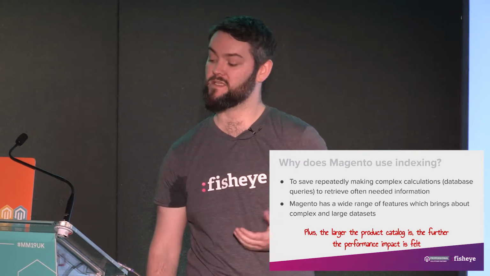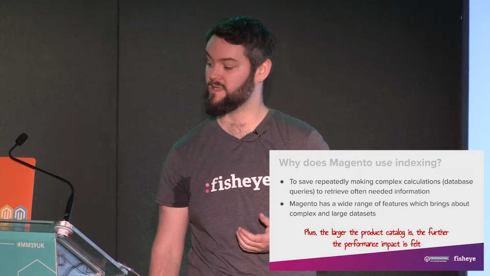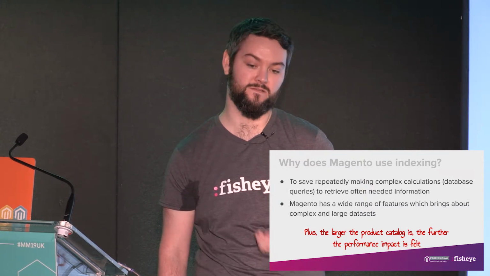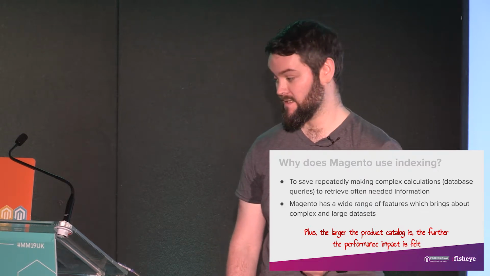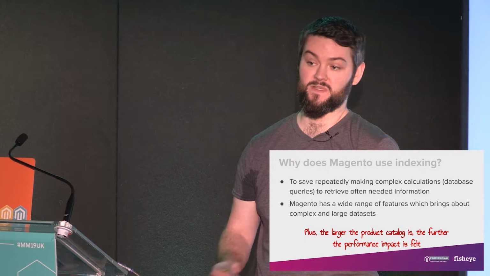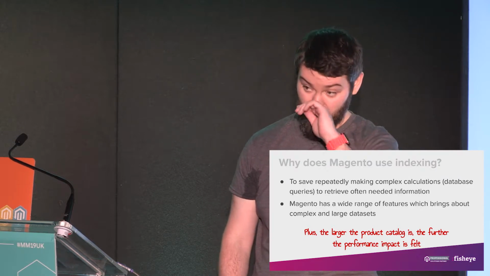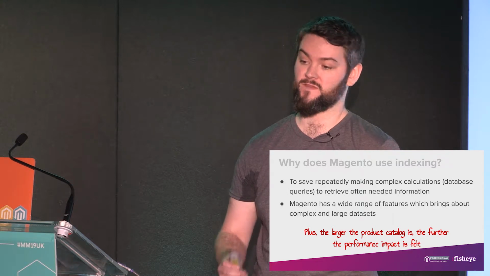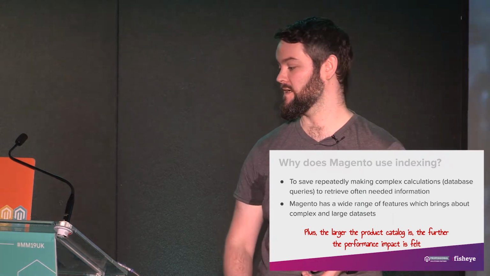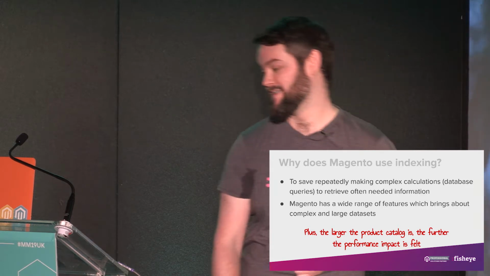So why does Magento use indexing? Essentially to save repeatedly making the same complex calculations all the time. They're expensive. Magento has a lot of features. And the larger your catalog is, because most of the indexes are catalog related, mainly product related as well, the more those on-the-fly calculations are going to impact your store, and you'll end up with something a bit like this.